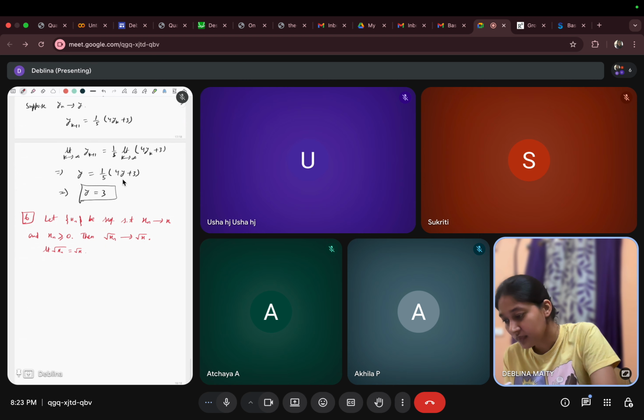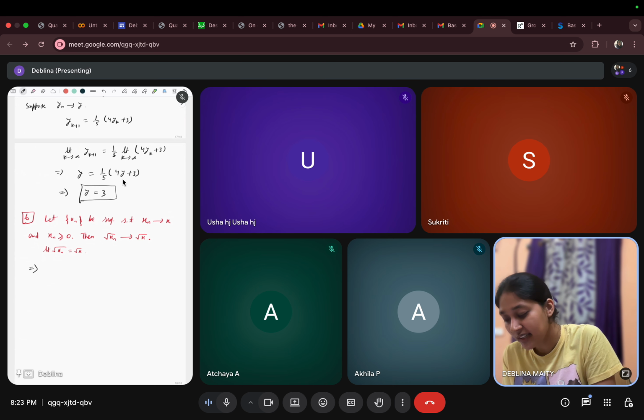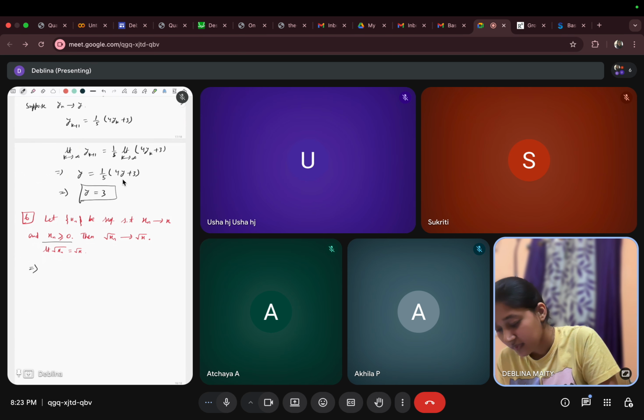Okay. So let's look at the solution. So xn converges to x and all the xn are greater than 0. This means what? This means x is also greater than or equal to 0, right? All the positive terms cannot converge to a negative term. Now, case 1, we'll do that. Case 1 is what? We are assuming x is 0. So xn converges to 0.